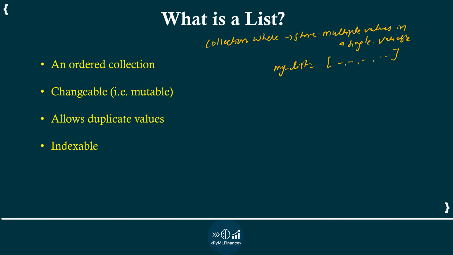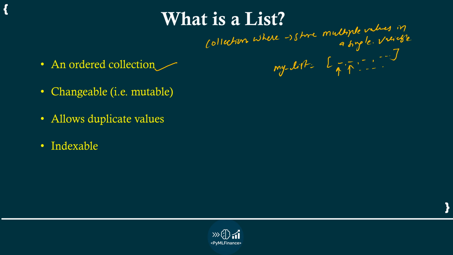Alright, so lists are ordered, meaning elements have a defined position. Whatever you insert in the first position is always going to be in the first position only, unless you make certain changes in it. The second item will always be in second position and so on. So list is an ordered collection.